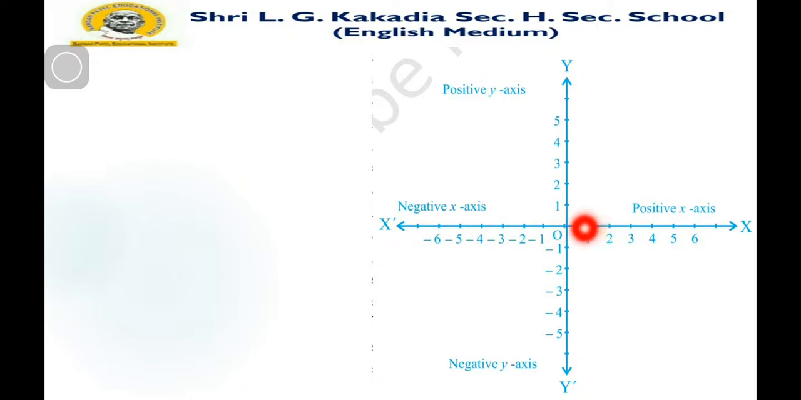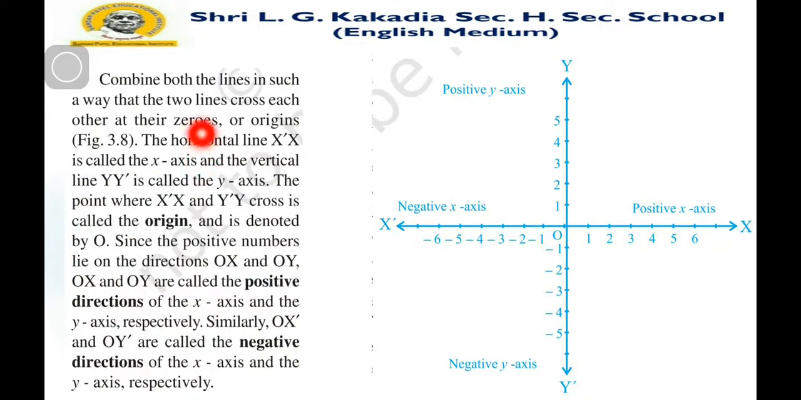So from the origin, the right side of the x-axis is the positive x-axis, and the left side is the negative x-axis. And for the y-axis, if we move upside, then we find the positive y-axis, and if we move down, then we find the negative y-axis. So combine both lines in such a way that the two lines cross each other at their zeros, meaning the origin. The horizontal line x dash x is called the x-axis and the vertical line y dash y is called the y-axis. The point where x dash x and y dash y cross is called the origin, here O is the origin of both the x-axis and y-axis, and it is denoted by O.